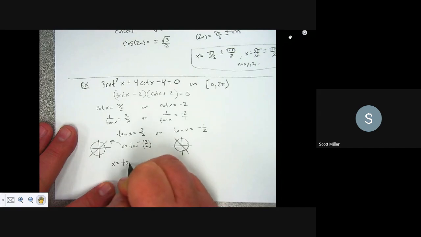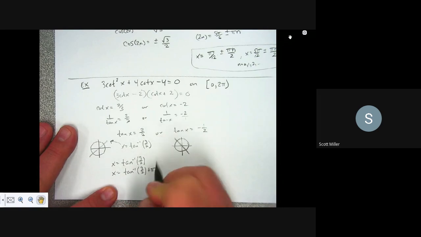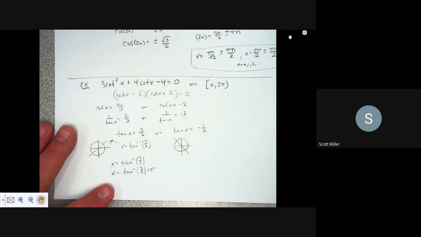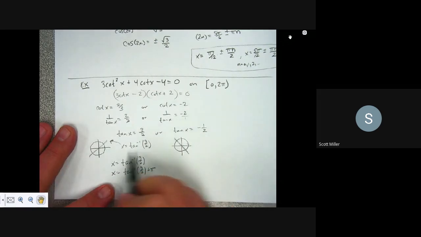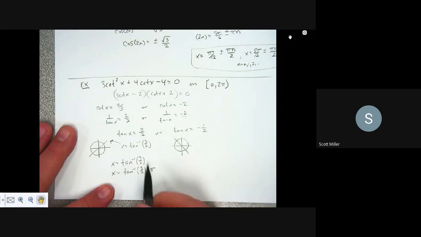This is one of them, and the other one is pi away from it. So take that and add pi. So you have to pay attention to what you're doing. You just don't go through the motions, but understand that that answer is already in this interval, and the next answer just needs to add pi to get the next one.